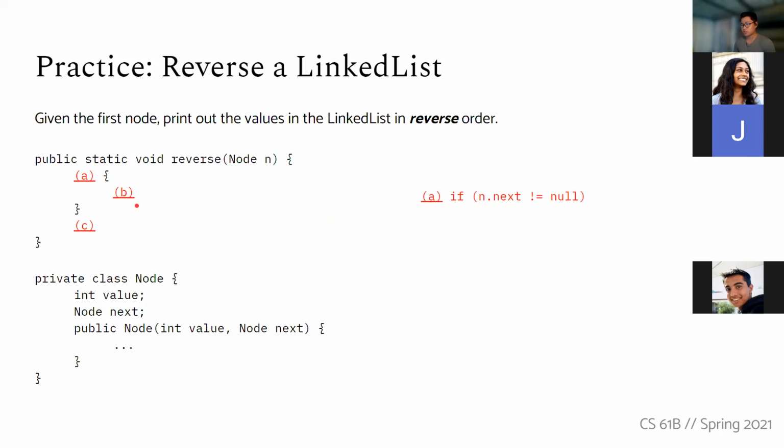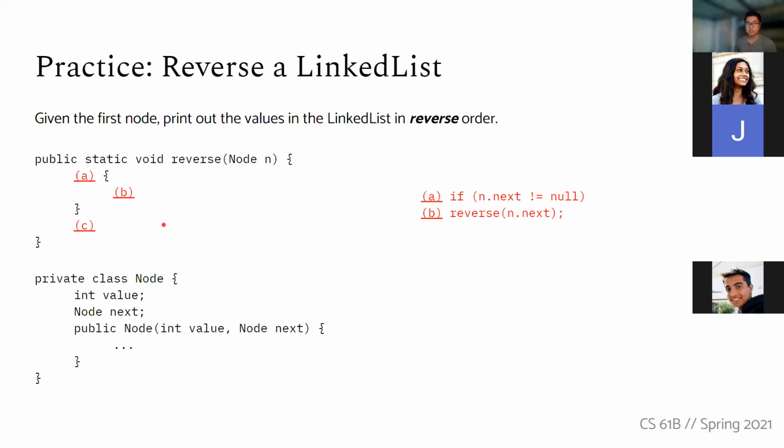So what should B be? If anyone has any thoughts, please go ahead and put it in the chat. First dot next. Okay, yes. Bingo. Reverse dot next, or n dot next. That is our recursive call.